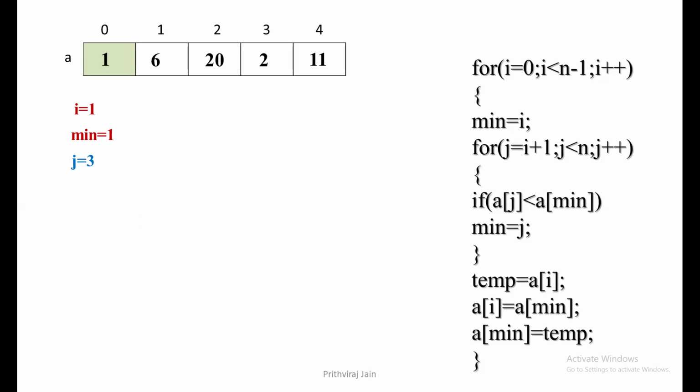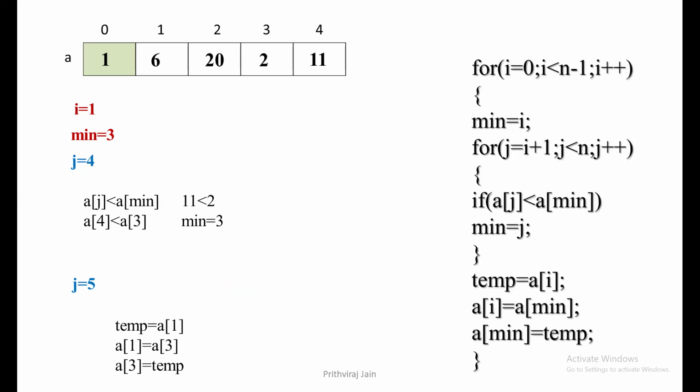So that remains min equal to 1 only. Next, j is equal to 3. A of 3 is compared with a of 1. Now in this case, 2 is less than 6. Now this is true. So min position got changed to 3. Okay, so min value is now 3. j is equal to 4. A of 4 is compared with a of 3. 11 is compared with 2. 11 less than 2 is false. So min value remains 3 only. After increment, j equal to 5, automatically the inner loop will terminate.